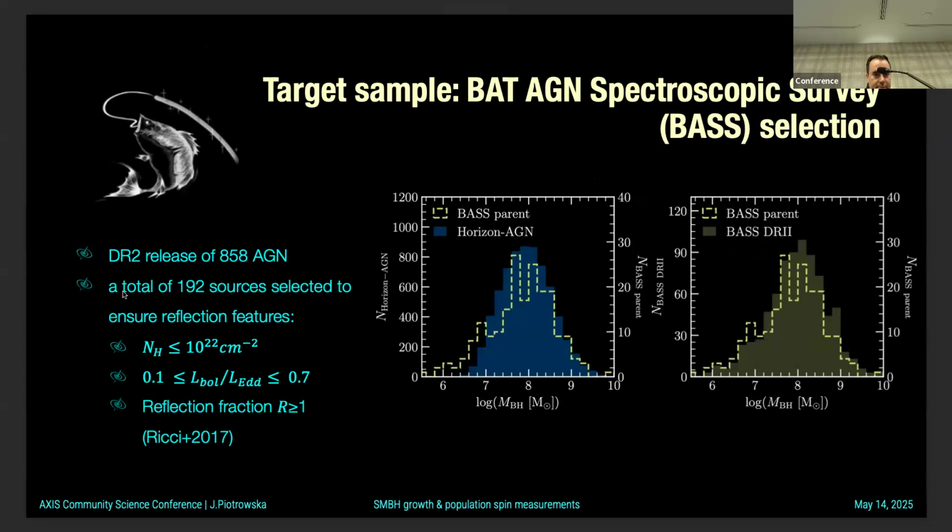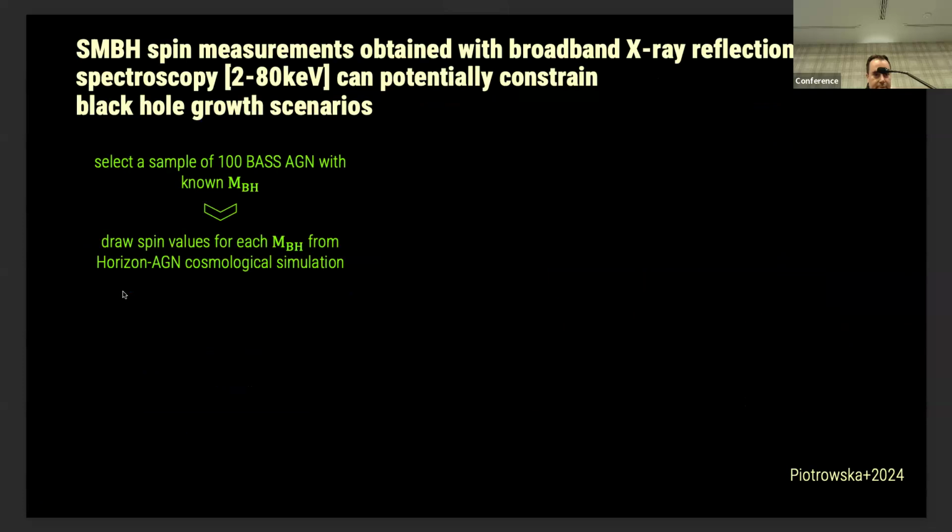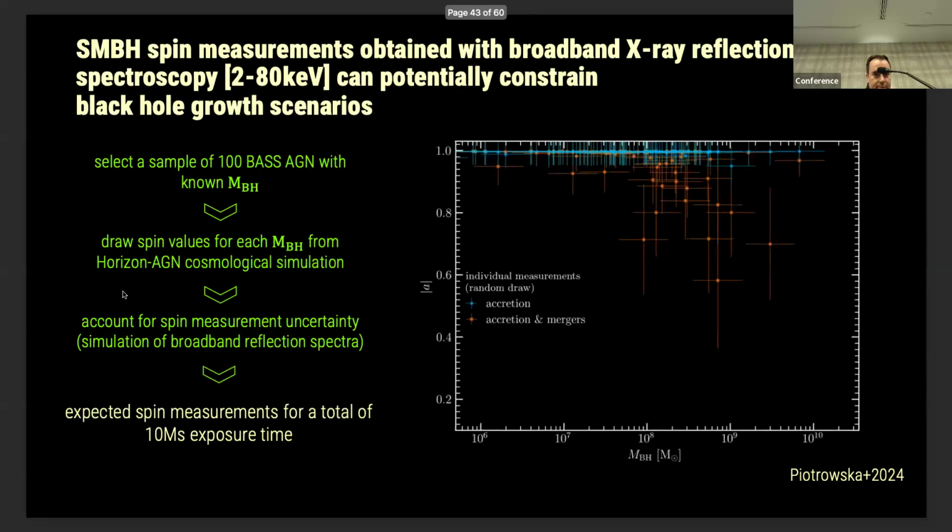study where we start with a known distribution of sources in the universe taken from the BAS survey. There is a very good reason for this. The BAS sources match Horizon AGN in mass distribution rather well. And what you're going to see in the slide right now is a simulation of what observing 100 such sources would give you, by drawing masses from the known mass distribution in the BAS survey, assuming a random draw of spins from the Horizon AGN cosmological simulation for a given supermassive black hole growth scenario, accounting for spin measurement uncertainty, this time simulated for broadband reflection spectra.